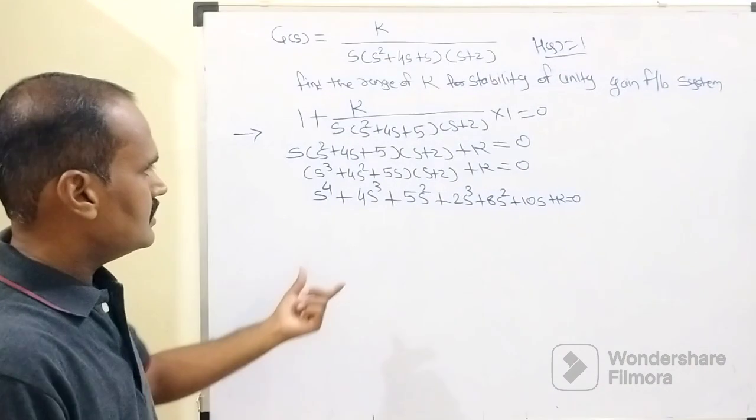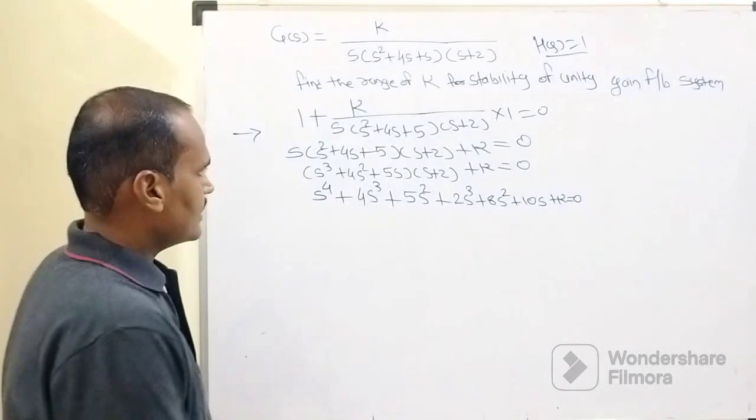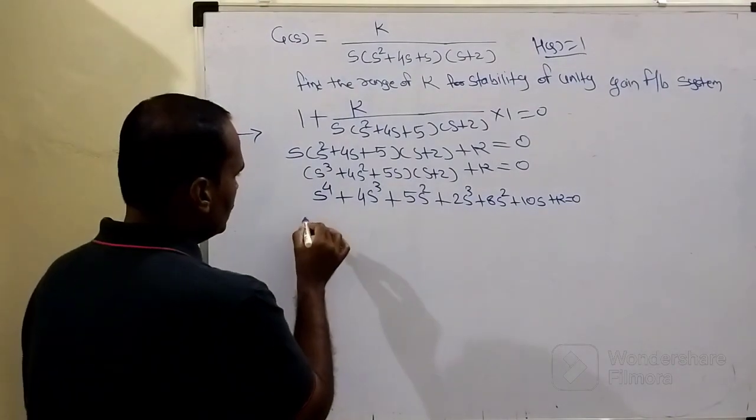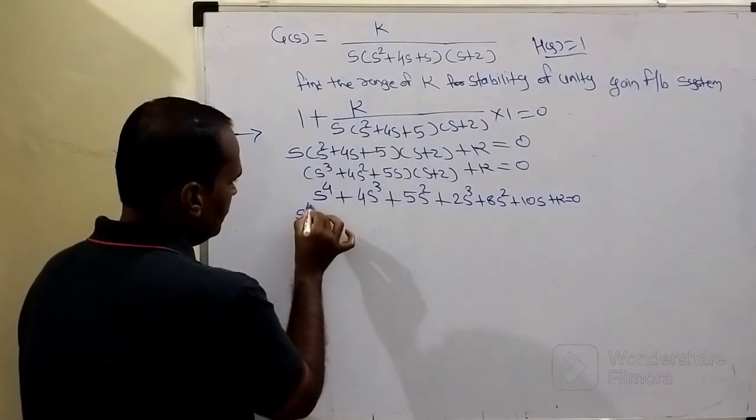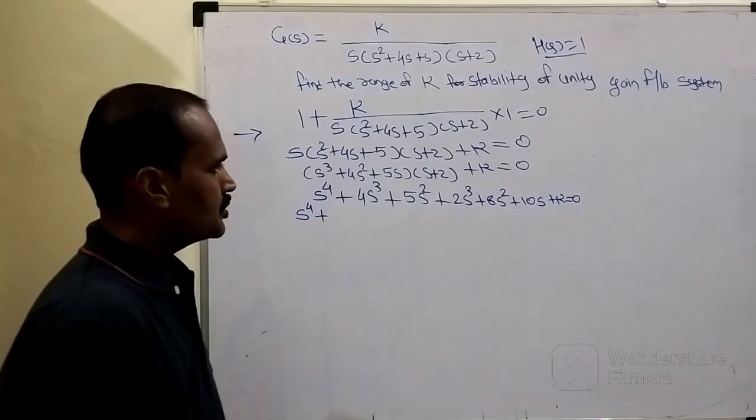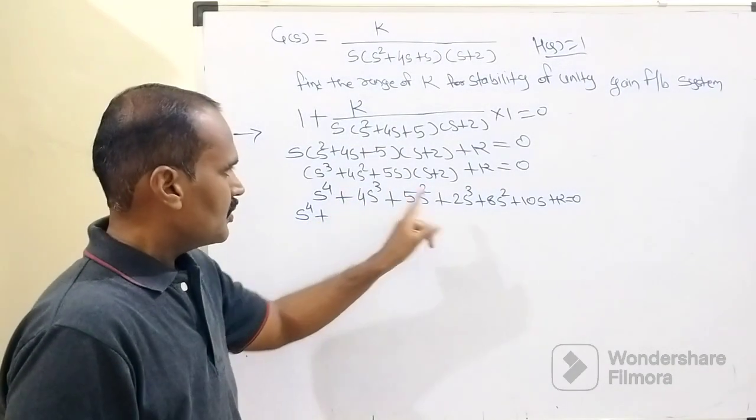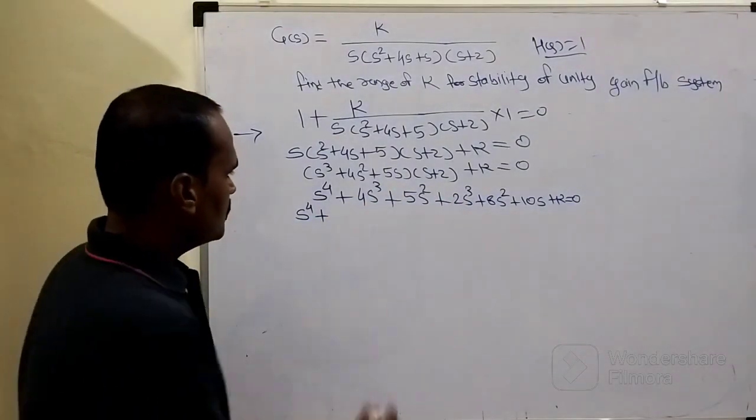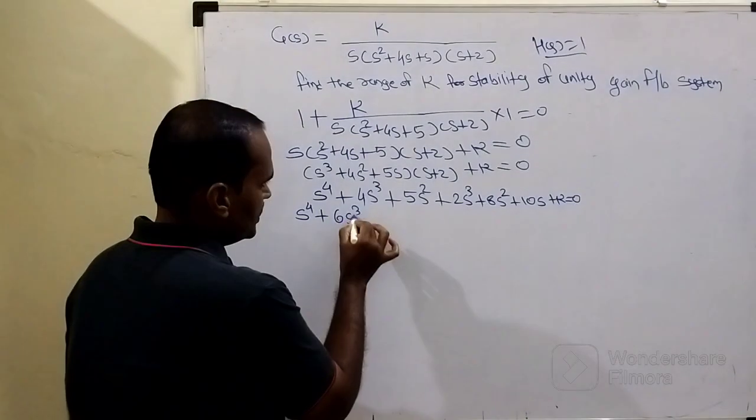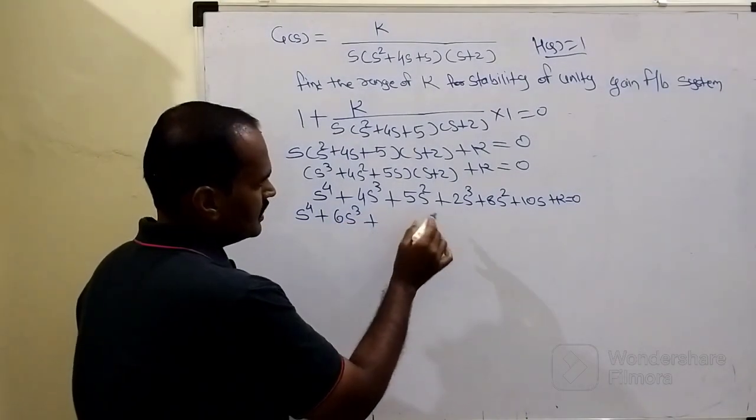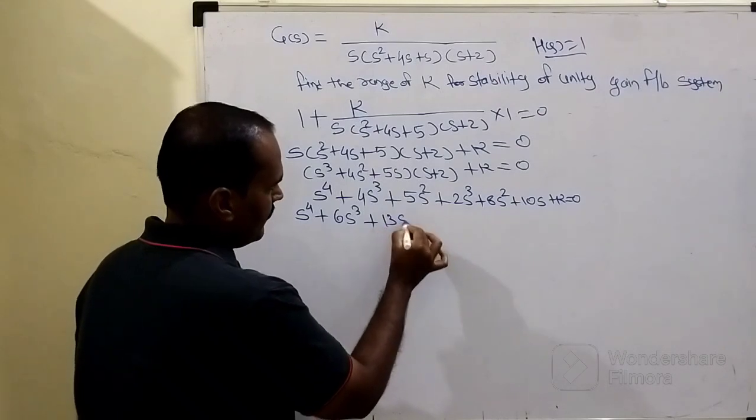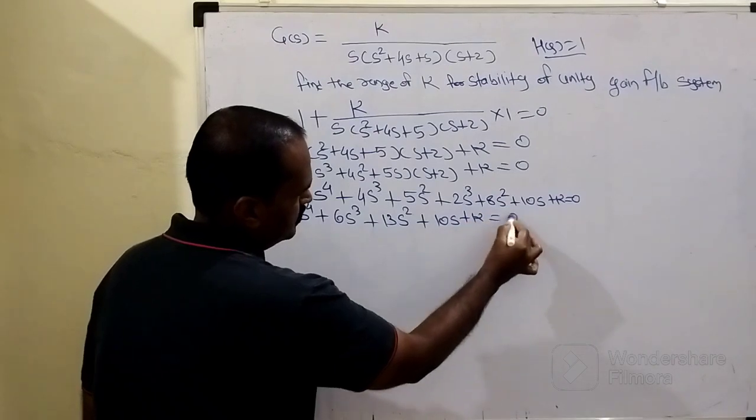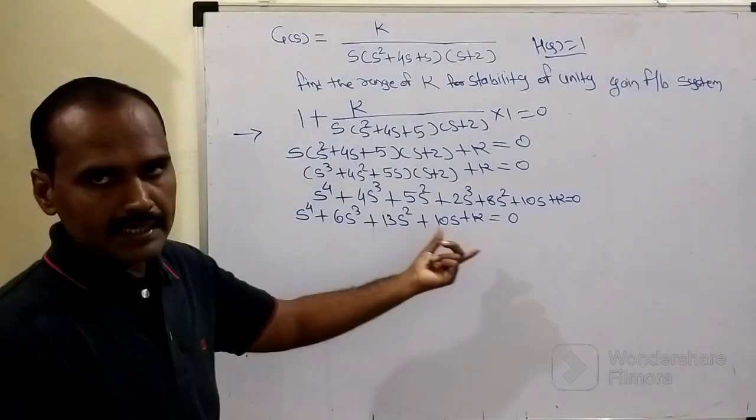Then after that, in proper manner, we need to rearrange this characteristics equation starting from the highest degree of S to the lowest degree of S in descending order. So the highest degree will be S raised to 4. Then how many terms do we have belonging to S raised to 3? 4S cube plus 2S cube, so it will become 6 times S raised to 3. How many terms belong to S square? 5 and 8, so 13 times S square plus 10 times S plus K equals 0. Now this is the complete characteristics equation.